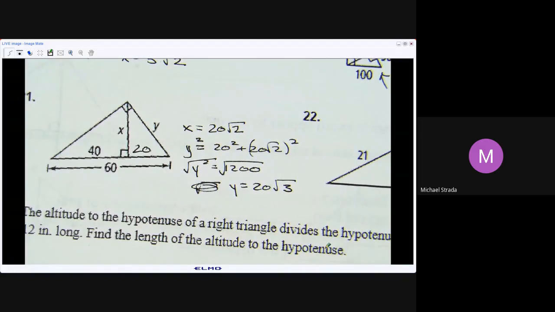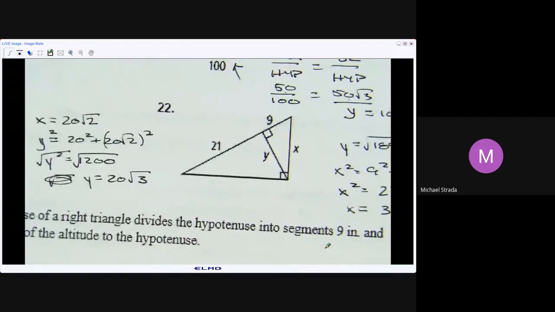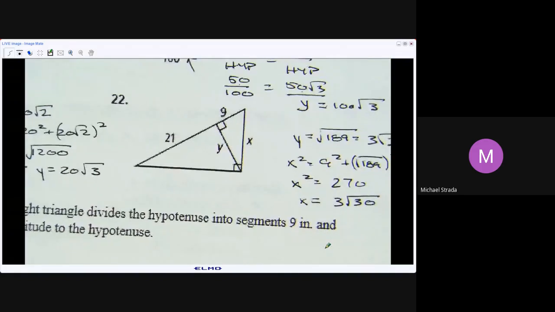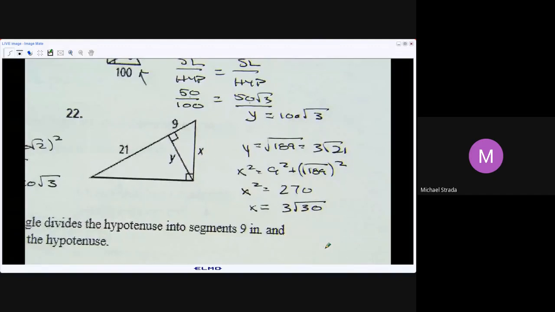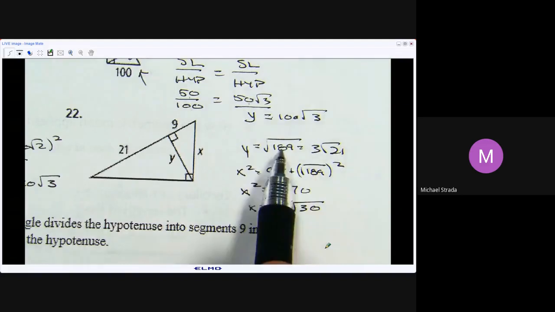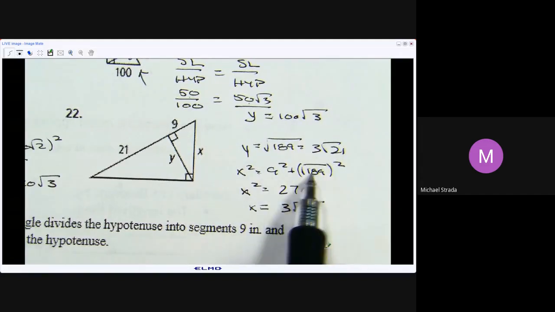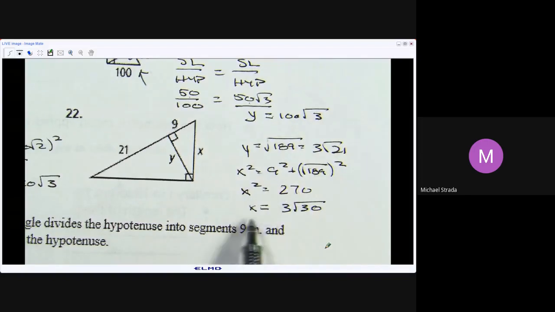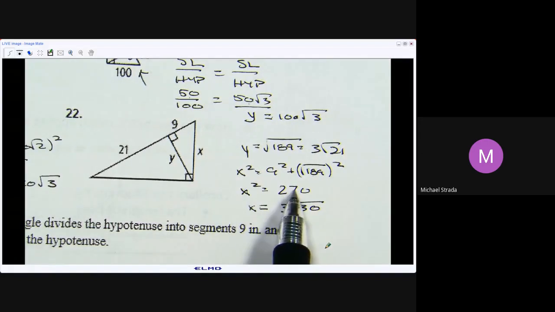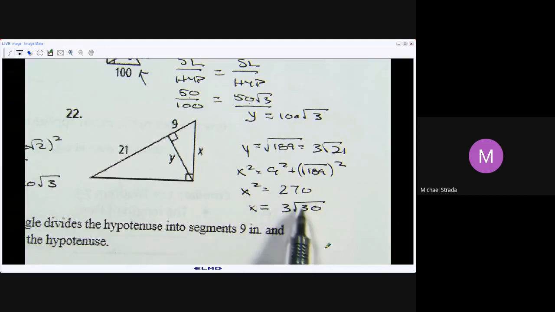All right. In 22, multiply 21 and 9, you get 189. The geometric mean is y. Square root of 189 is 3 root 21. To get x, you can then use the Pythagorean theorem. 9 squared plus the square root of 189 squared. 9 squared is 81. Anytime I square a square root, they cancel out, 270. 9 goes into 270. 270 divided by 9 is 30. Square root of 30. 3 root 3.